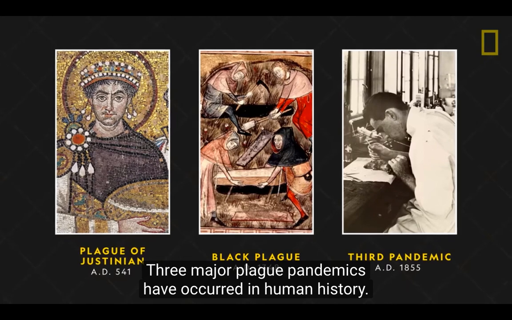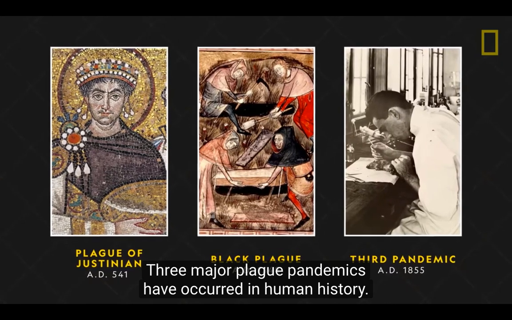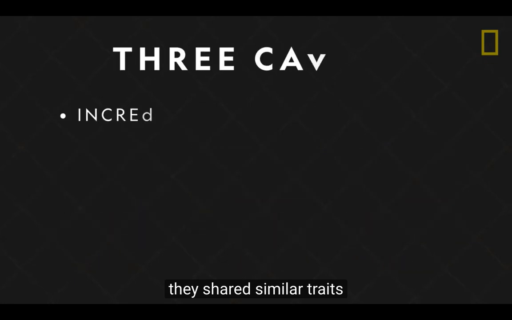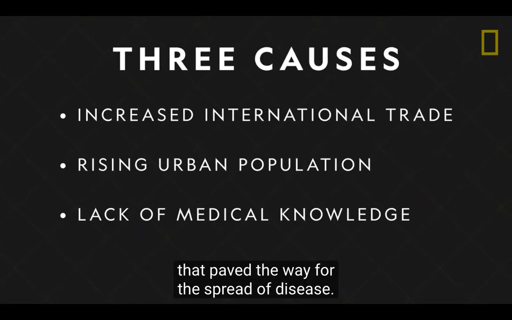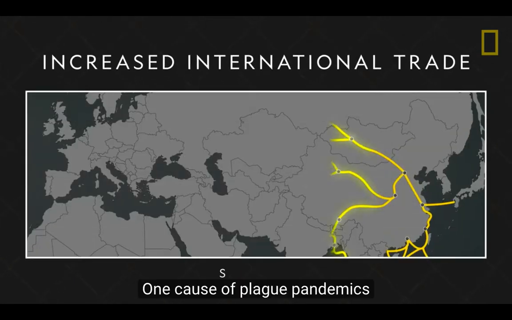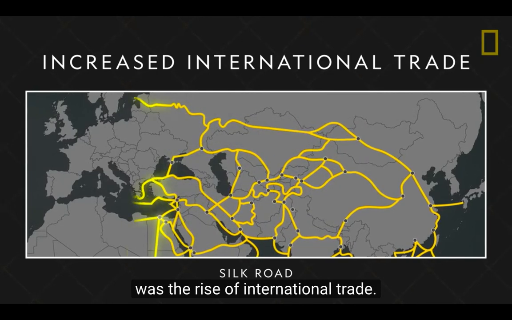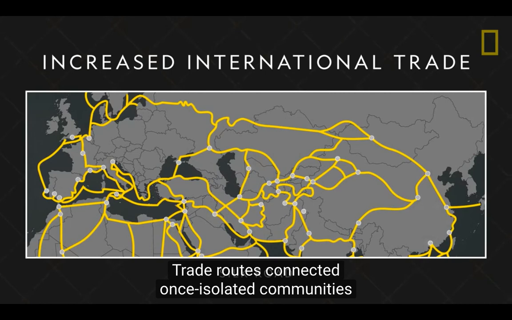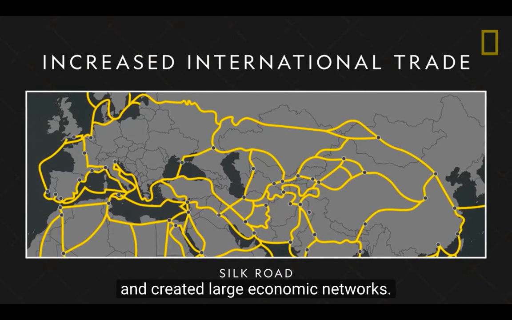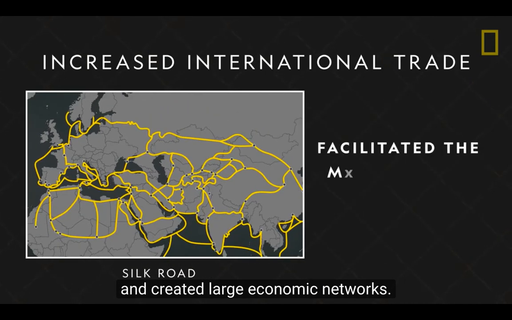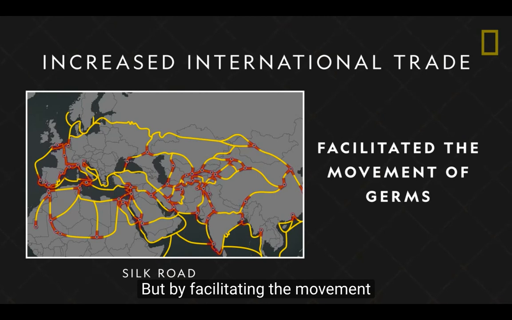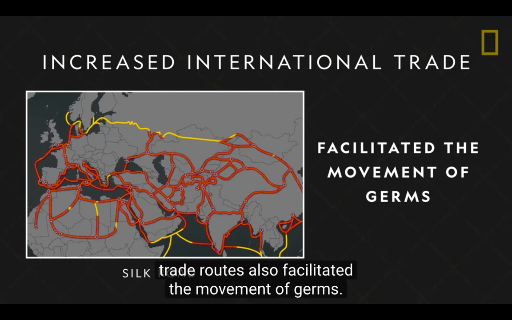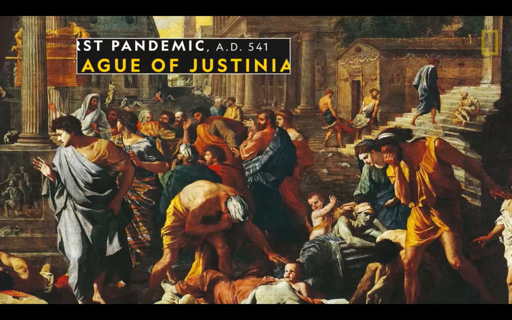3 major plague pandemics have occurred in human history, and while they occurred centuries apart, they shared similar traits that paved the way for the spread of disease. One cause of plague pandemics was the rise of international trade. Trade routes connected once isolated communities and created large economic networks. But by facilitating the movement of goods between communities, trade routes also facilitated the movement of germs.